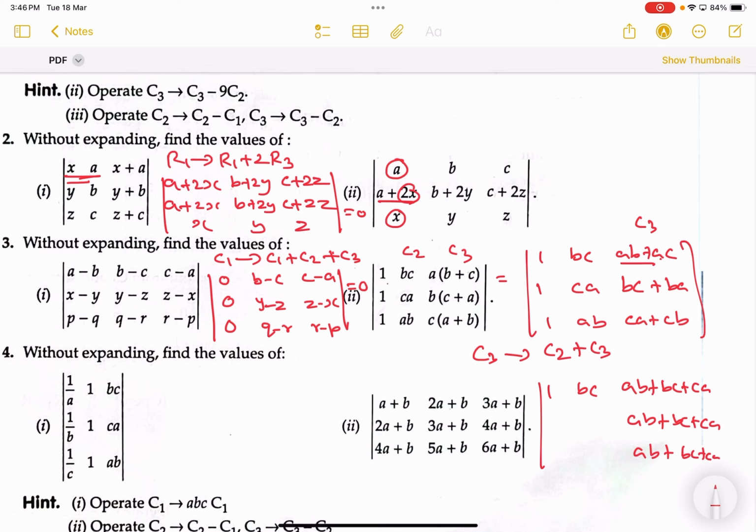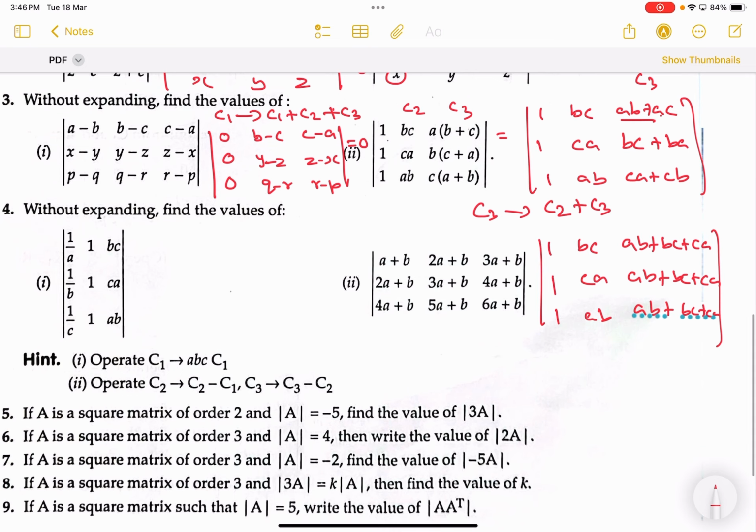Got it? So this is CA, this is AB, 1, 1. And from this take the common out. So what will it become? AB plus BC plus CA we are taking common out. Then inside: 1, BC, 1; 1, CA, 1; 1, AB, 1. Identical, so 0. So everything is 0.